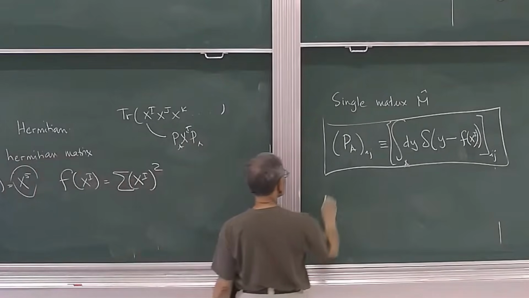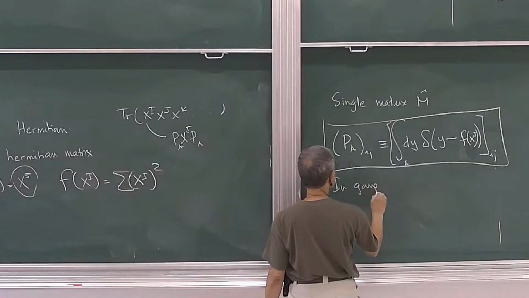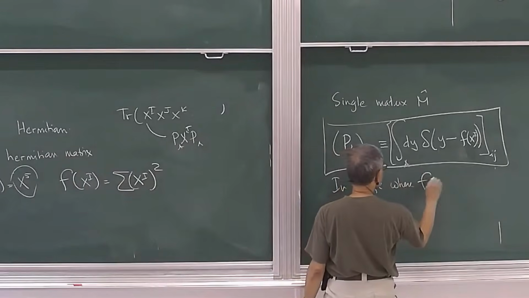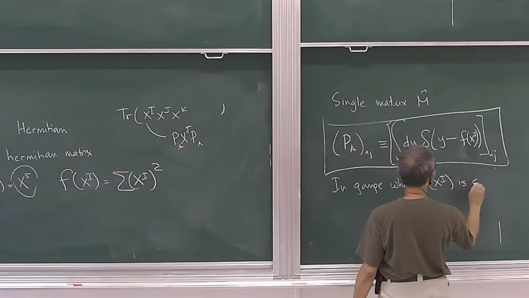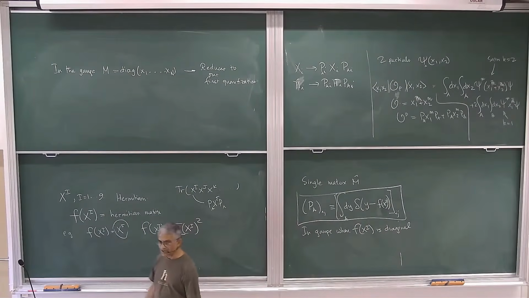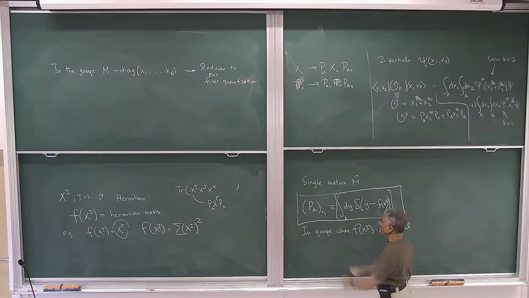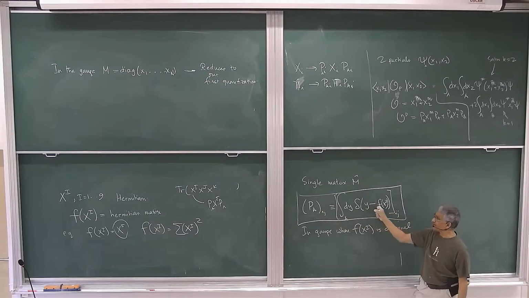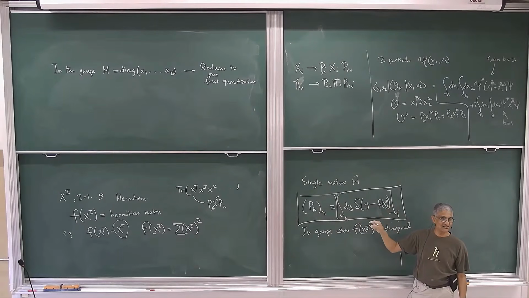In the gauge where it is diagonal, and since f of xi is taken to be a Hermitian matrix, the diagonal entries are real numbers. Okay? So in that gauge, this is a diagonal matrix, because in that gauge, f is diagonal. And you can see what this is testing for. It is testing whether the eigenvalues of that function f of x lie in a certain interval.